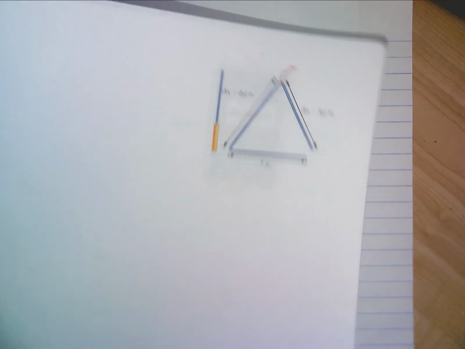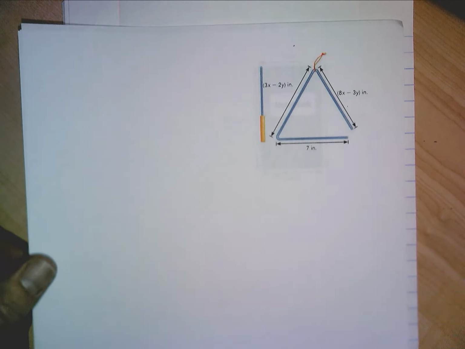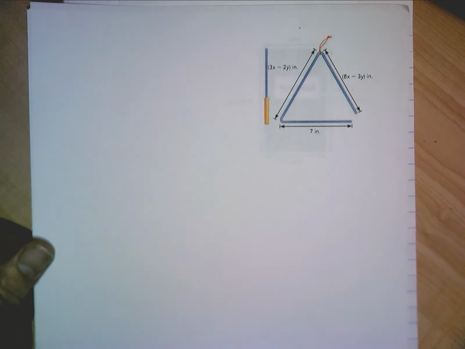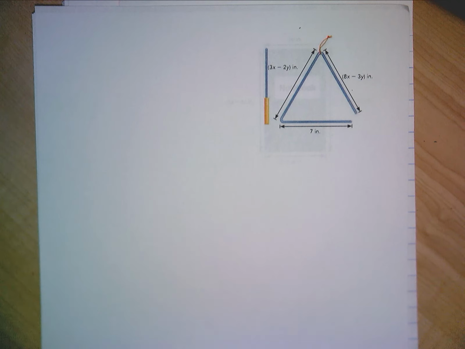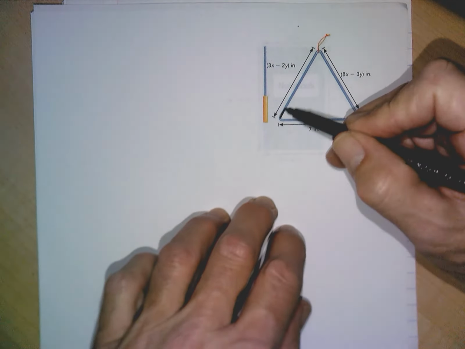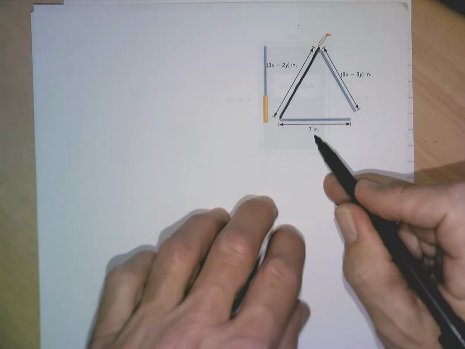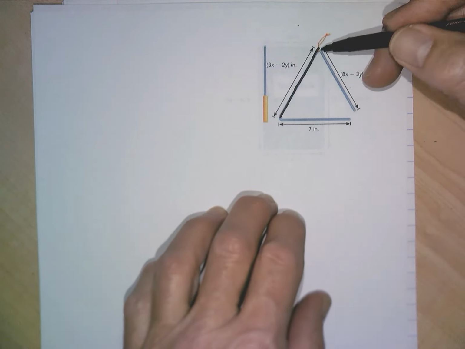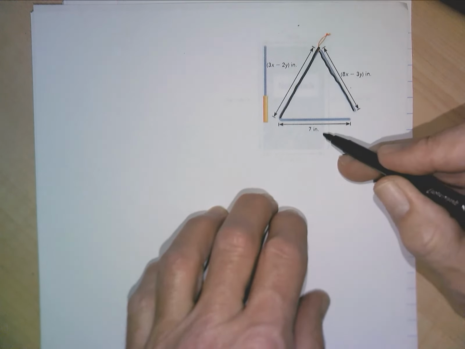This problem, number 7, requires that you recall that an equilateral triangle has all 3 sides that are equal to each other. And they actually give you one of the sides. So I can write 2 equations right from that. I have this side that's going to be equal to 7. I have this side that's going to be equal to 7.